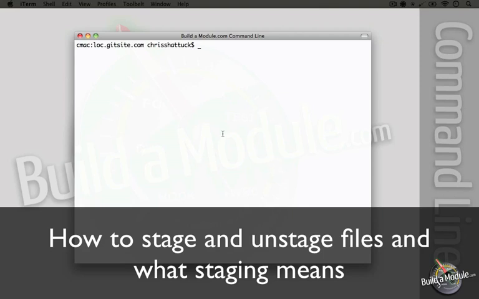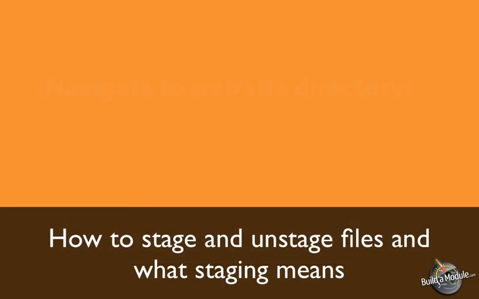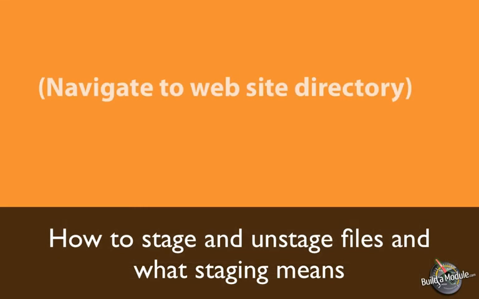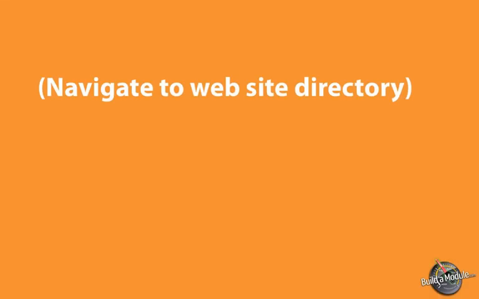In a previous video, we initialized our Git repository and we added all of the files on our site to it. We did so by first going to the command line and navigating to the directory where our website is, the root directory. Then we used a command called git init, short for initialize, and that allowed us to create a Git repository.